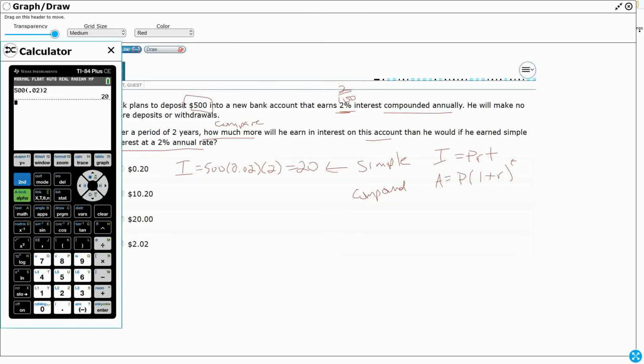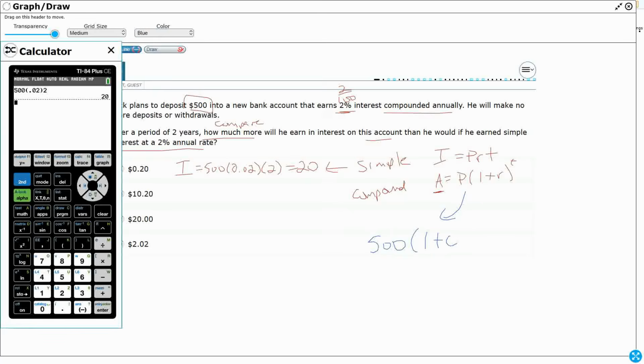Now, here's the thing. If I'm doing my compound, it's going to actually give me the full new amount. I have to do an extra subtraction to see what the actual interest is, but we're not calculating for the interest in the compound. We're looking for the new amount. We could do it. We just have to take an extra step afterwards. So let's do this right here. So the principal, 500.